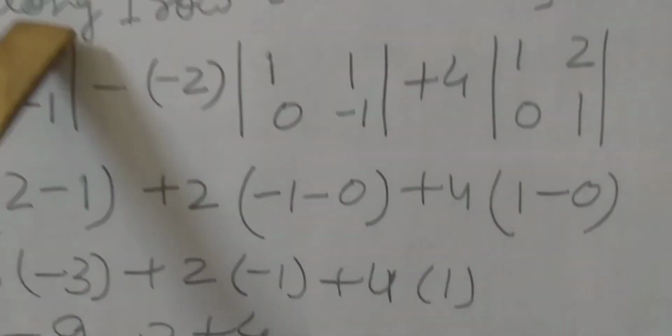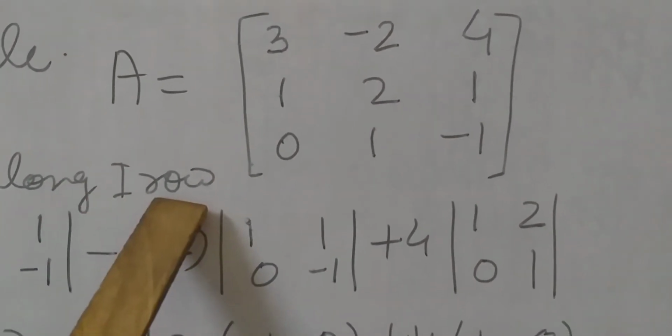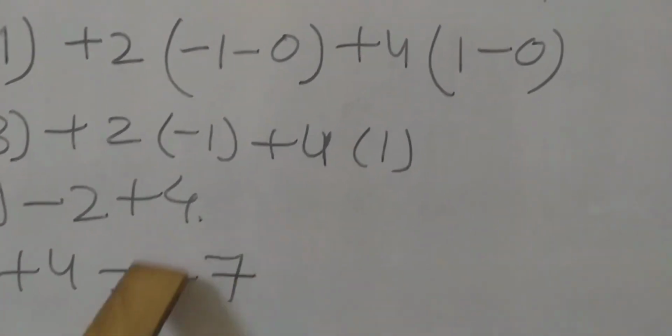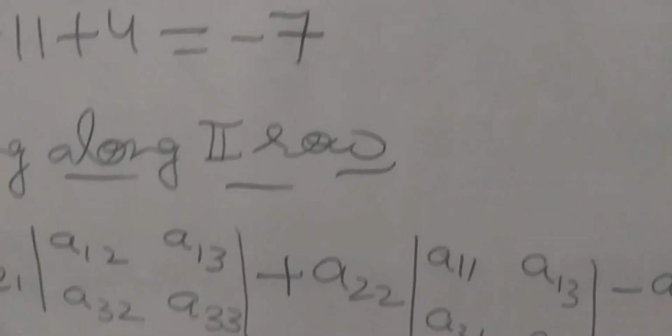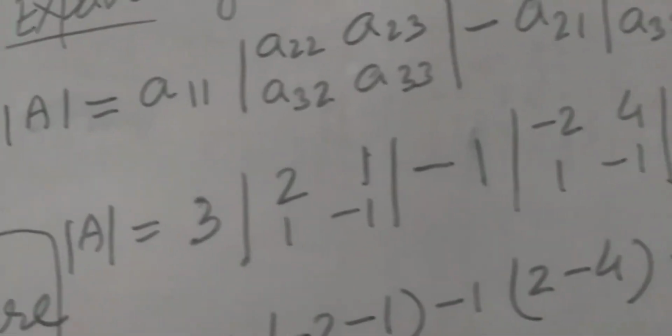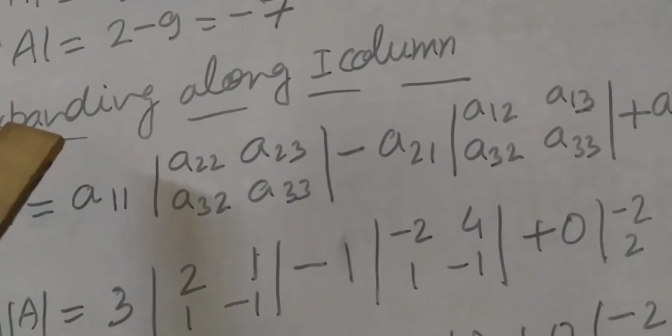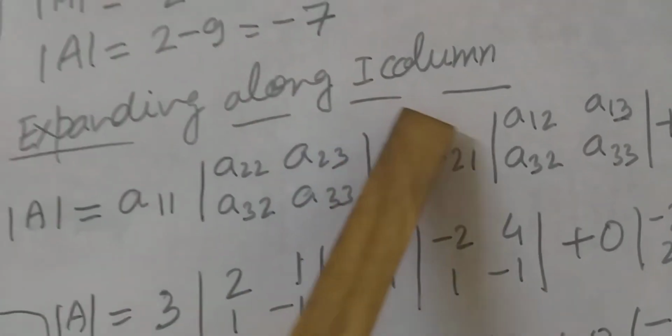In the starting I expanded it along the first row, answer minus 7, and the same question I expanded along the second row, and again the answer is minus 7. Now student, one more method I am going to use here. I am going to expand along the first column.